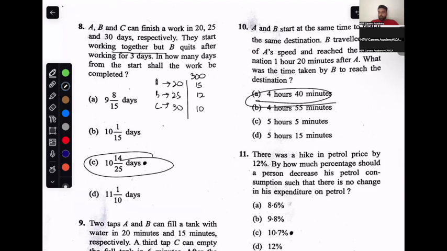They start working together, but A quits after working for 3 days. So they're all working for 3 days. So 37 into 3, how much work is done? 111. Out of 300, how much is remaining? 189. In how many days? Because who leaves? B leaves.